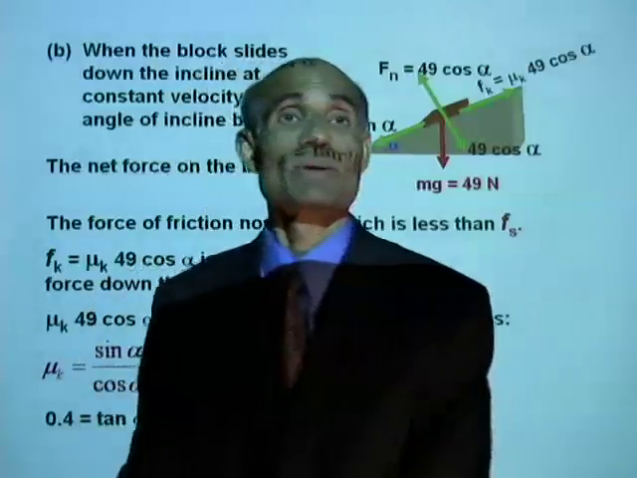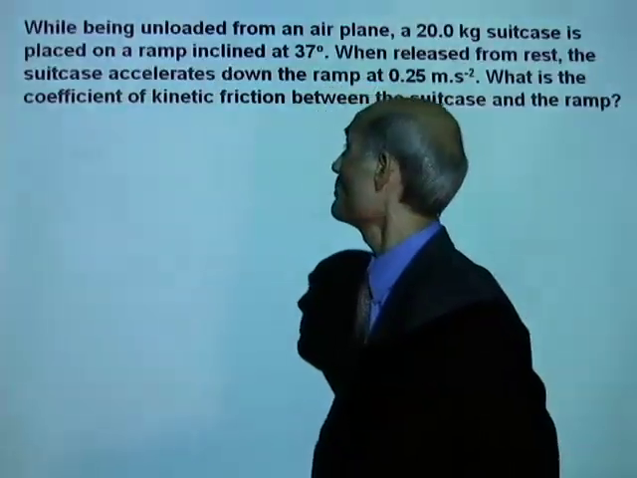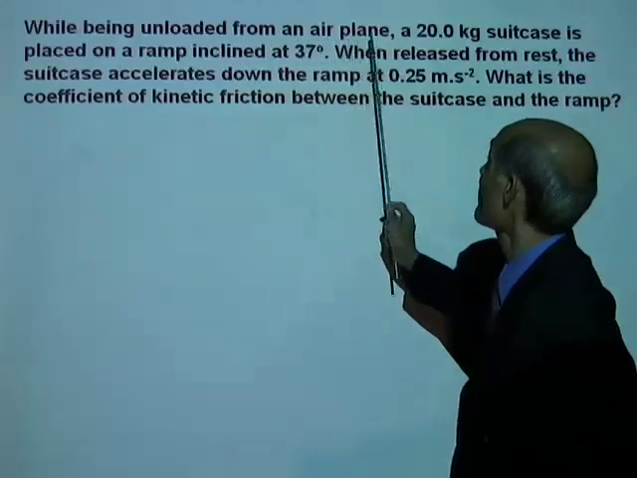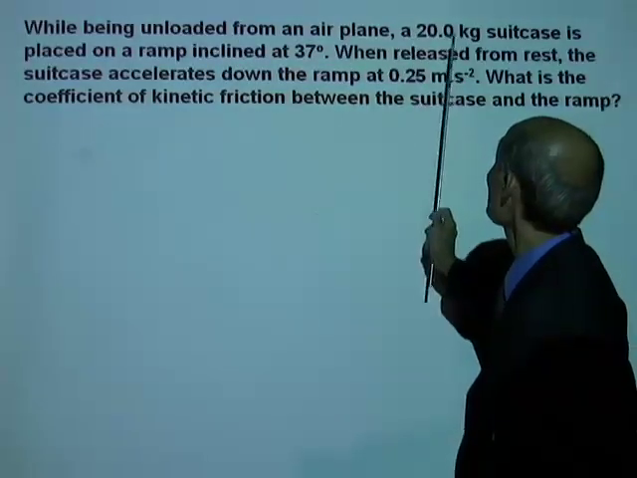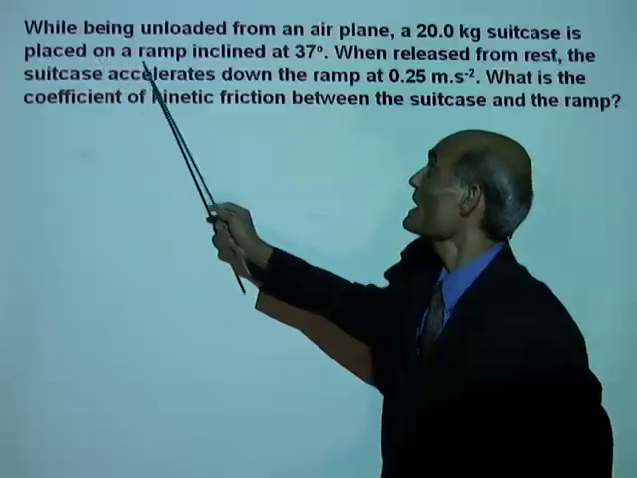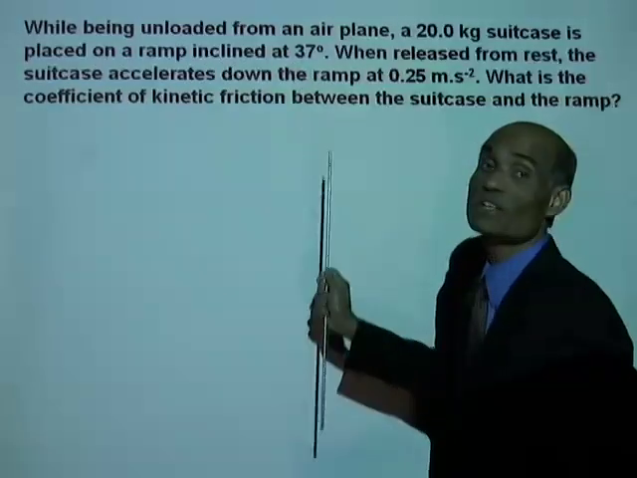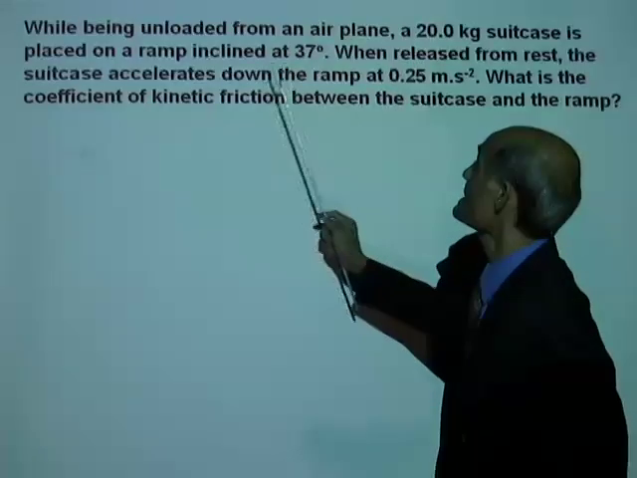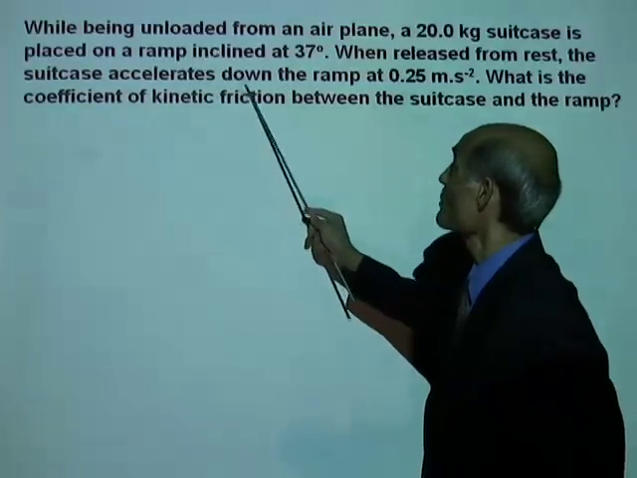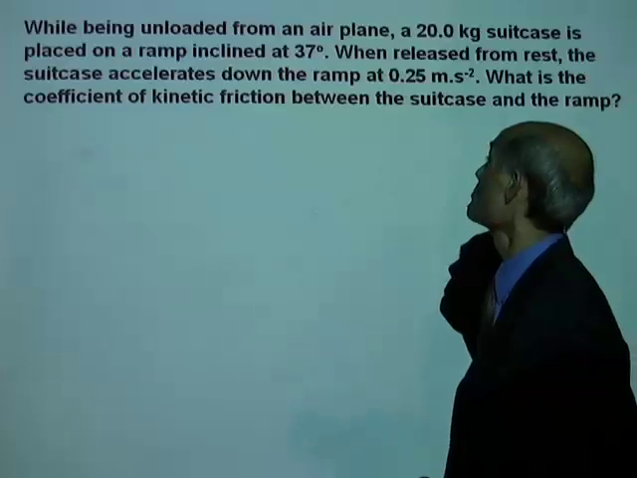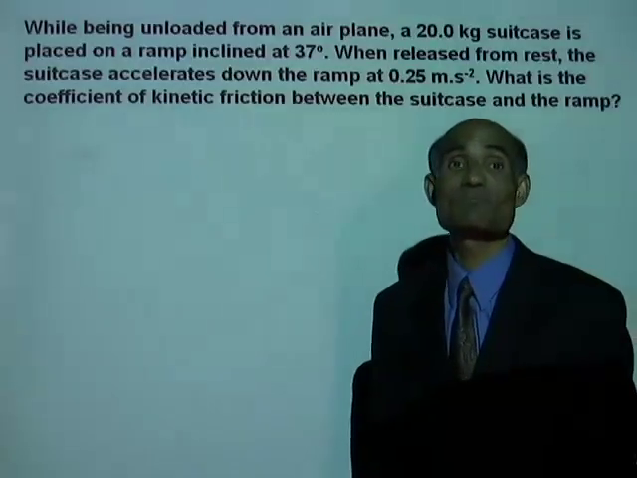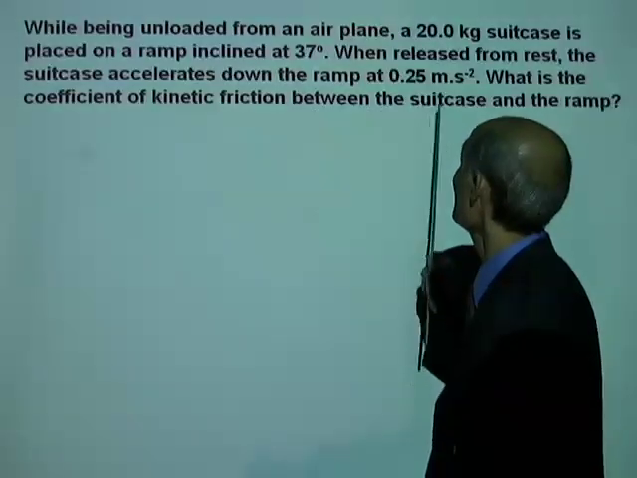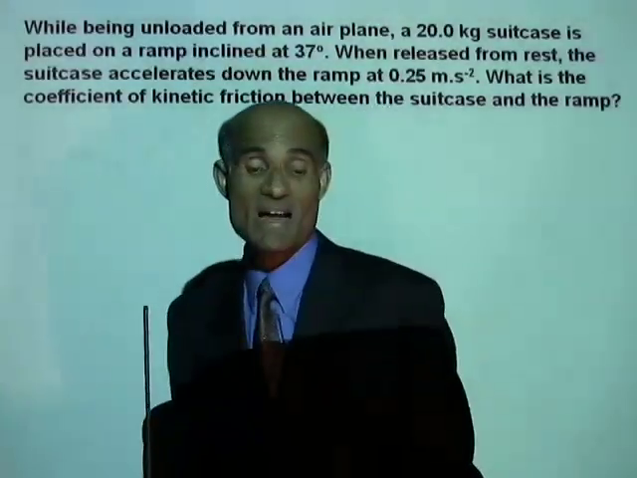Okay, let's now look at another problem. While being unloaded from an airplane, a 20 kilogram suitcase is placed on a ramp inclined at 37 degrees. When released from rest, the suitcase accelerates down the ramp at 0.25 meter per second squared. What is the coefficient of kinetic friction between the suitcase and the ramp?